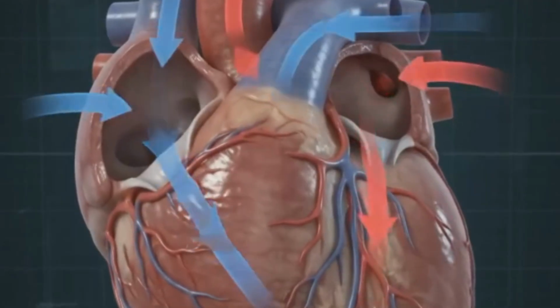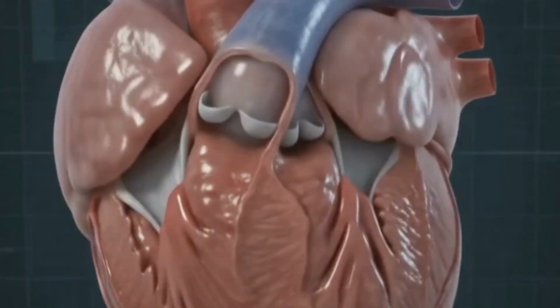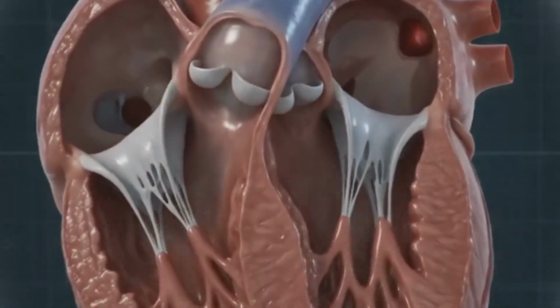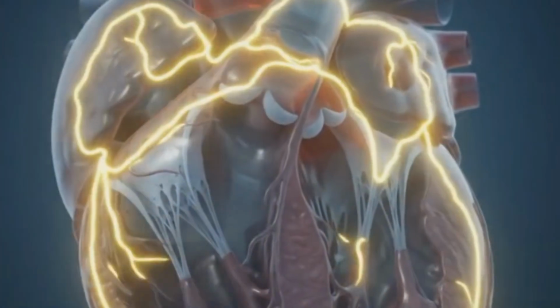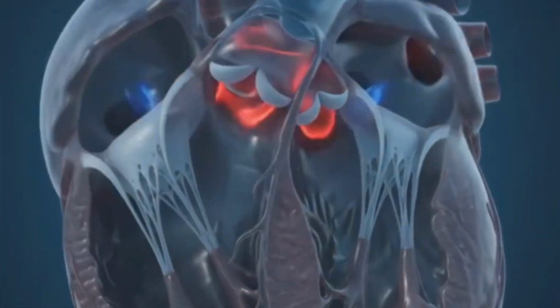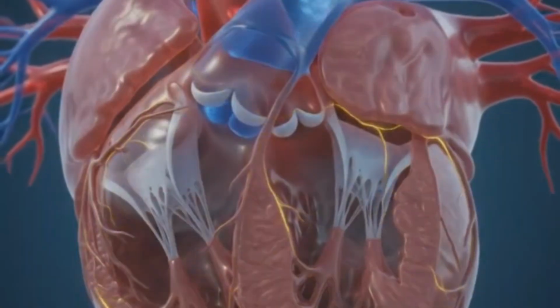The cardiac cycle sustains life. During atrial systole, the upper chambers contract. Ventricular systole acts as a powerful pulse generator. This propels blood throughout the entire body. Electrical systole is the spark. Mechanical systole is the pump. Together, they drive your heartbeat.